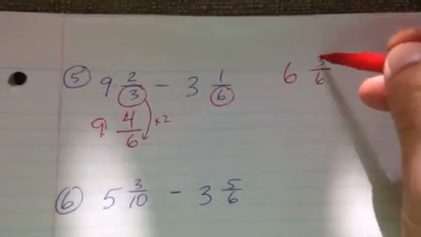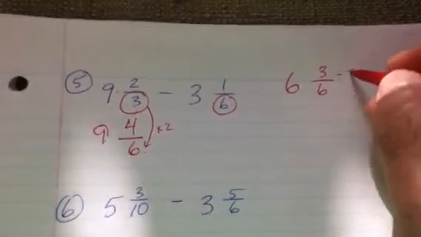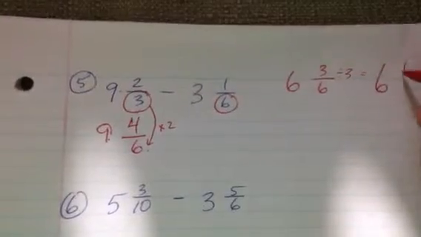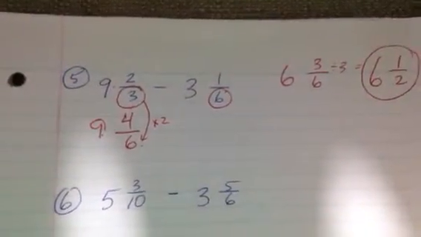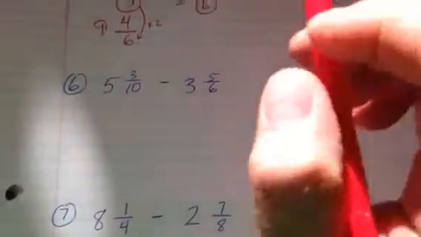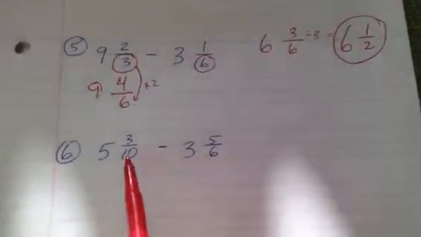And that's not the final answer because both of these can be divided by 3. So you get 6 whole and 1 over 2, or 6.5. Final answer. Okay, these two are a little bit different in the subtraction. So watch what happens here.